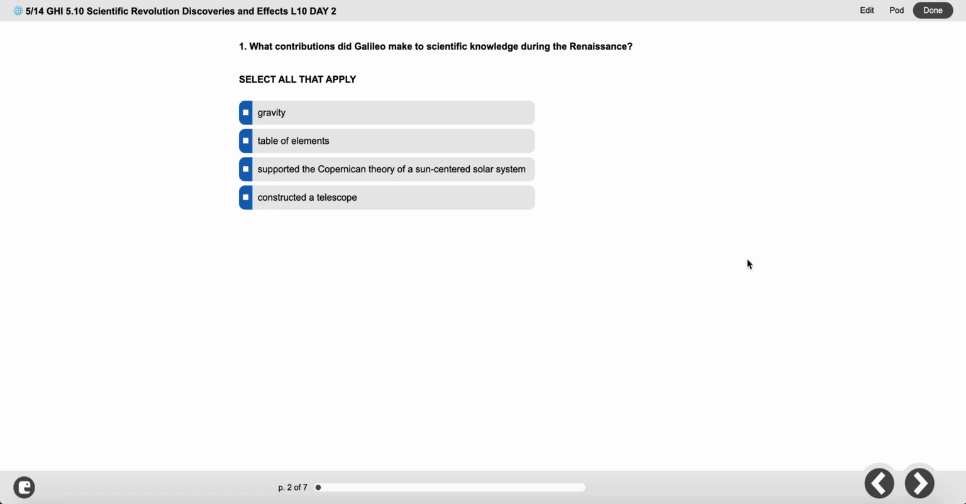But before we go to the Padlet, let's read the questions together. Question 1 is, what contributions did Galileo make to scientific knowledge during the Renaissance? And we need to select all that apply. That means that we have to pick more than one of these options.